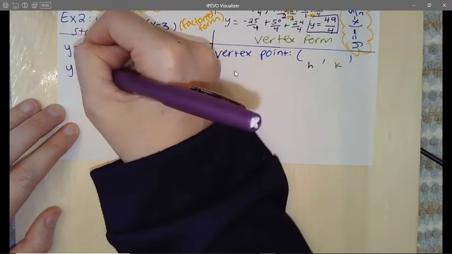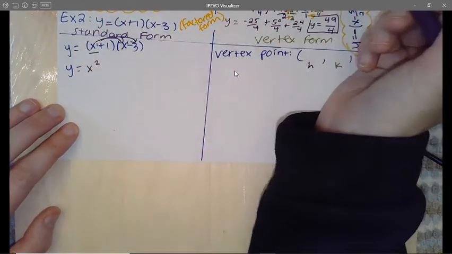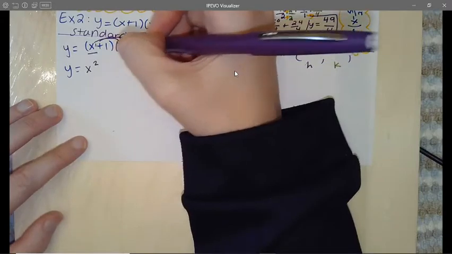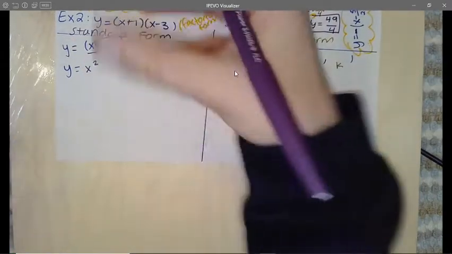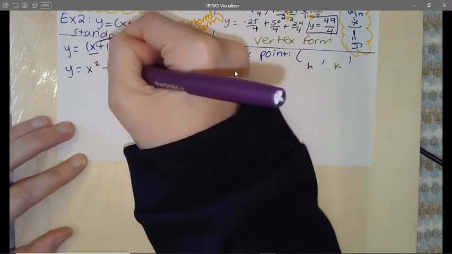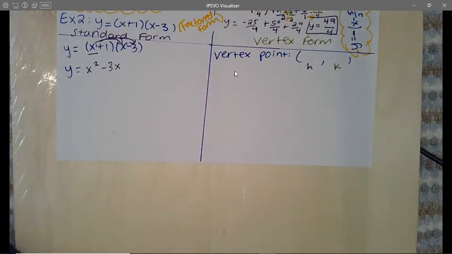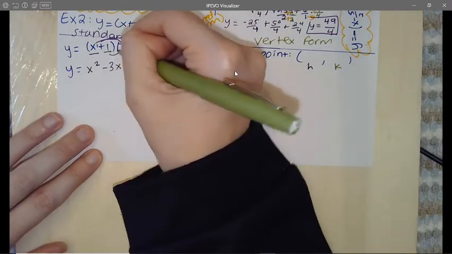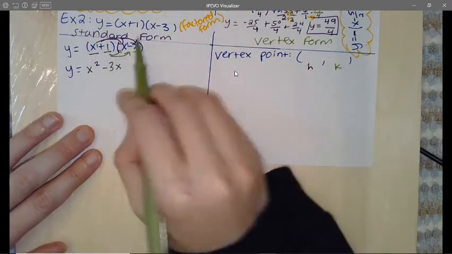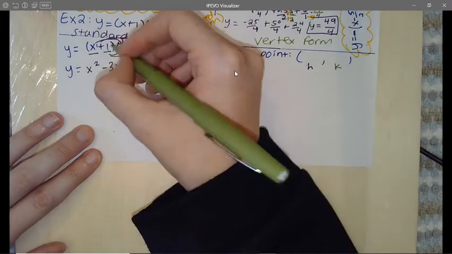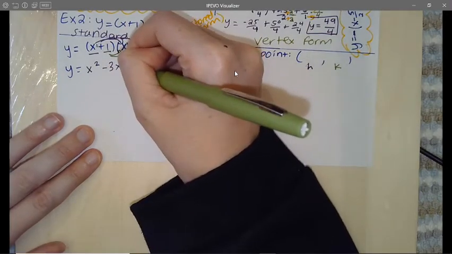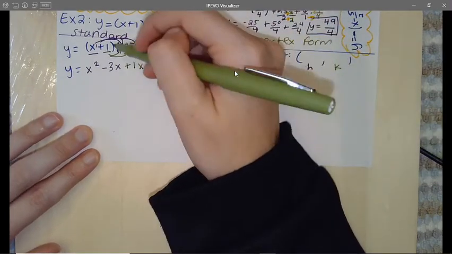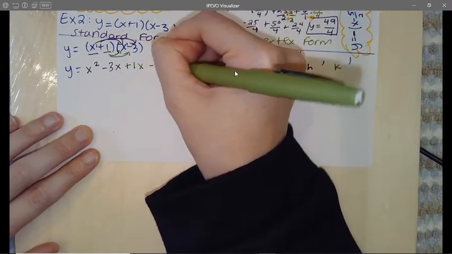So we're going to have y equals x squared, 1x squared, or just x squared, however you want to write it. And then x times negative 3, well, they're not like terms, so you just slide them side by side. So minus 3x. Then I'm going to distribute the 1 to each of these terms right here. So 1 times x is a positive x, which I'm going to write as 1x to help us when we combine like terms. And 1 times negative 3 is negative 3.